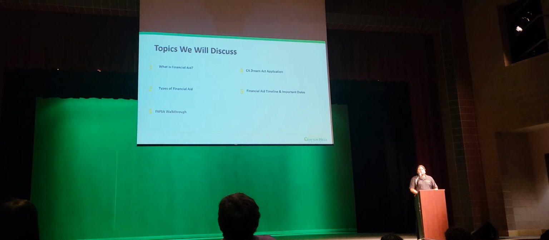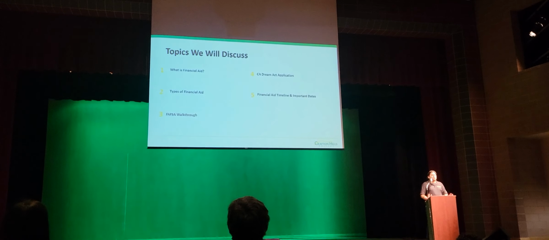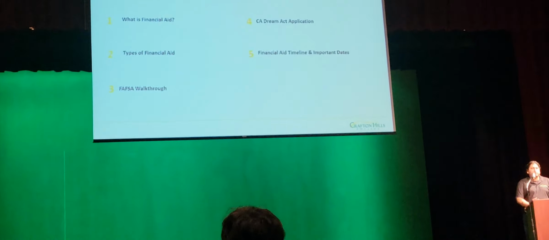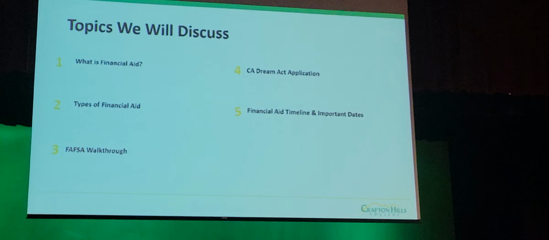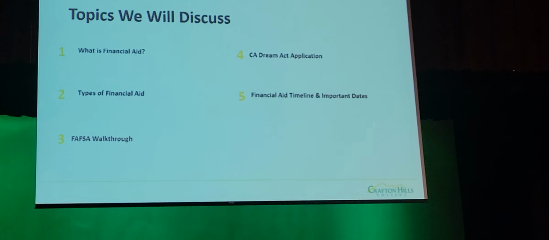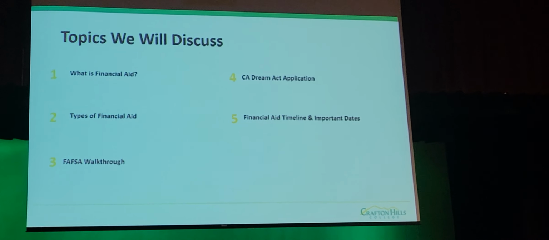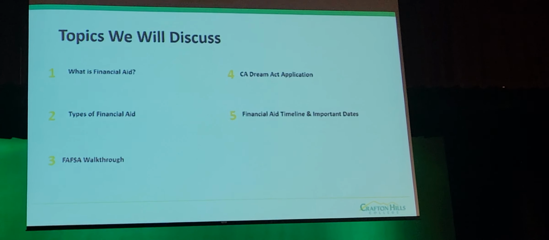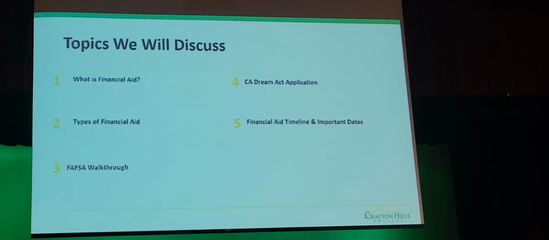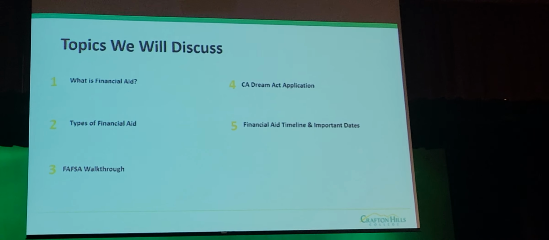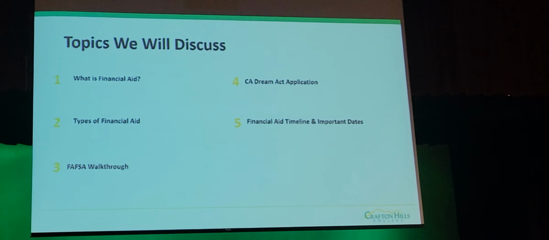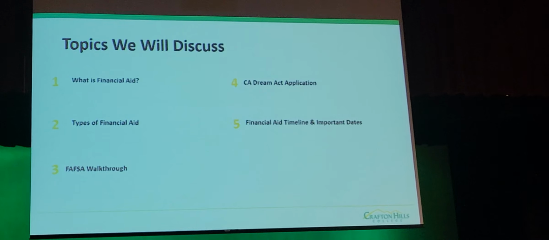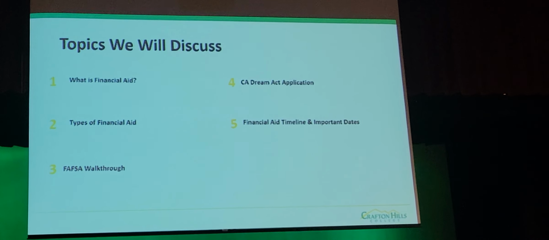Next slide. My goal here today is to give you a brief overview of what it's going to look like for the next couple of months. We're going to talk a little bit about what financial aid is and the different types of financial aid. I'll give you a walkthrough so you can get used to what it's going to look like when you start applying, and that'll lead into the dates and deadlines of when everything's going to open for people to start applying. So that'll be a good one to look out for.